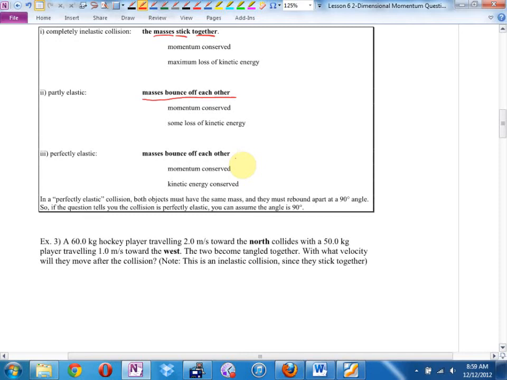There's a couple more things that a perfectly elastic collision must have. Both objects must have the same mass, and they rebound apart at a 90-degree angle. There is one question on your great big unit review where it says a perfectly elastic collision occurs, and they don't give you a picture. You can assume they split off from each other at a 90-degree angle.